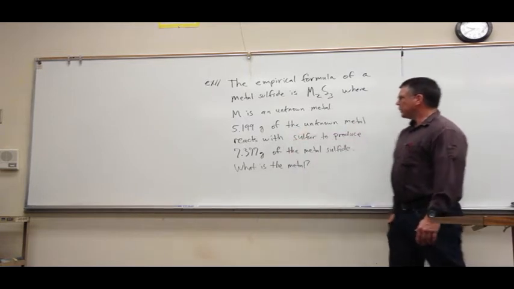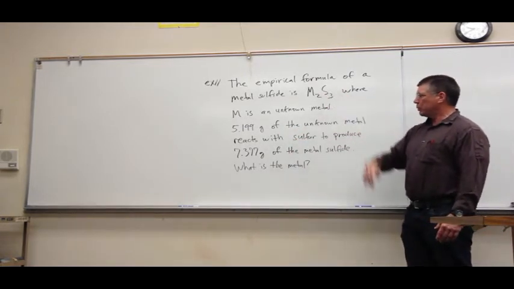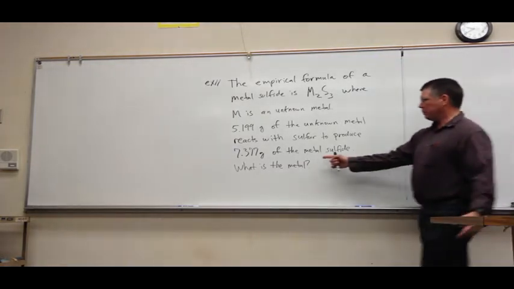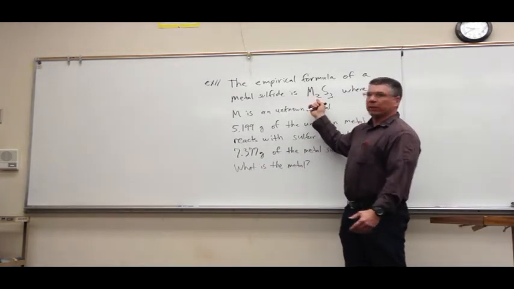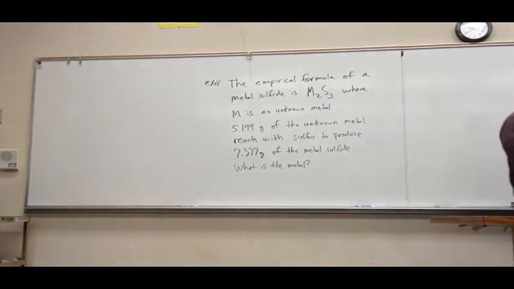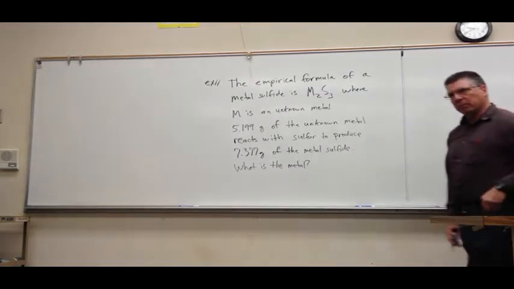You do an experiment. You take 5.199 grams of this unknown metal, react it with enough sulfur, excess sulfur, and you get this many grams of the product, the metal sulfide. So we want to figure out what the metal is. The way that we're going to figure out what the metal is, we're going to calculate its atomic mass, and look on the periodic table and see which metal has the closest atomic mass to that. That makes sense? So, how do you think we're going to be able to figure out the atomic mass or the molar mass of that metal from this information?